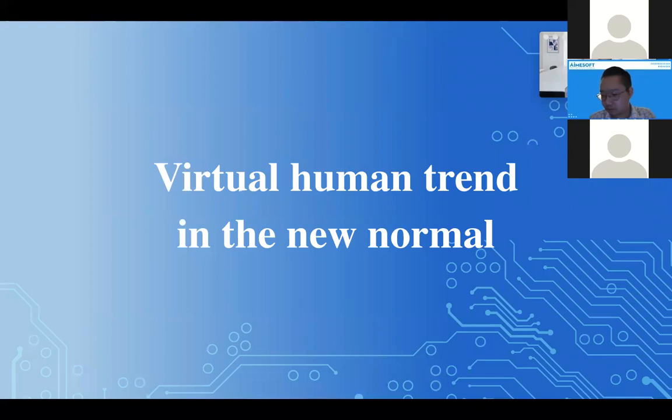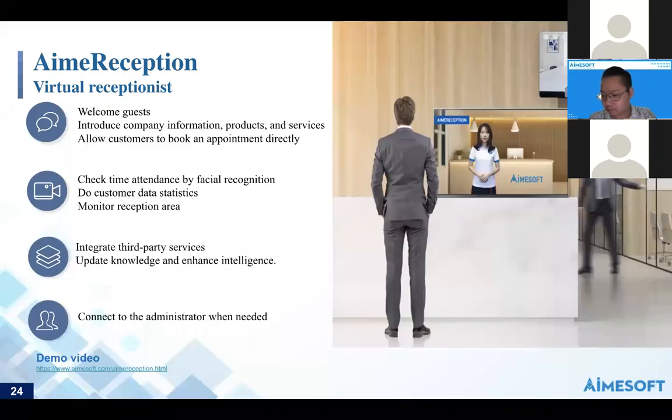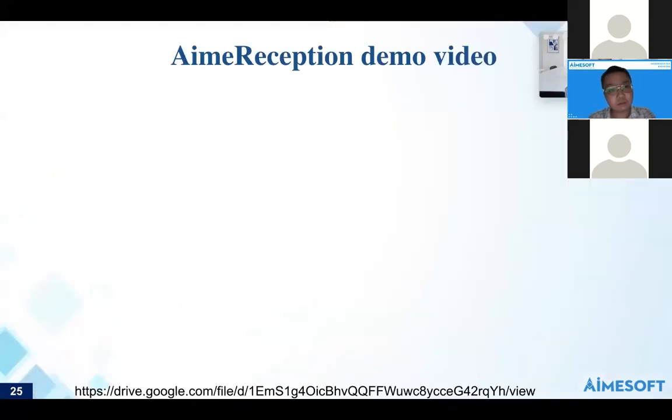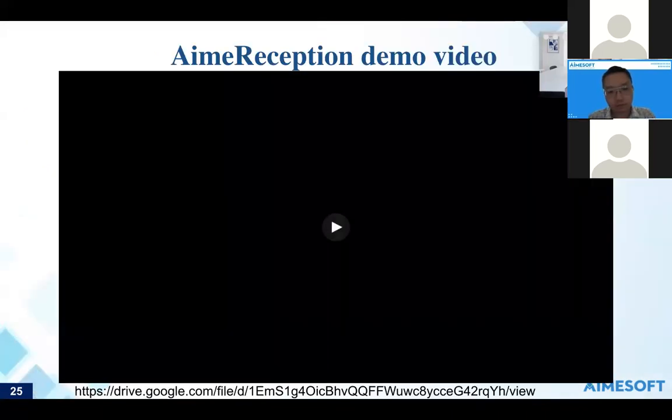Let's see how other virtual humans in our virtual human software series work. Our virtual receptionist software AimeReception can automate common reception tasks just like a normal receptionist. It can welcome guests, answer questions about the company, check appointment schedules. With face recognition technology, AimeReception has the ability to monitor the reception area and check staff attendance. AimeReception helps reduce interactions between humans amid the COVID pandemic. Let's watch a demo video about AimeReception.